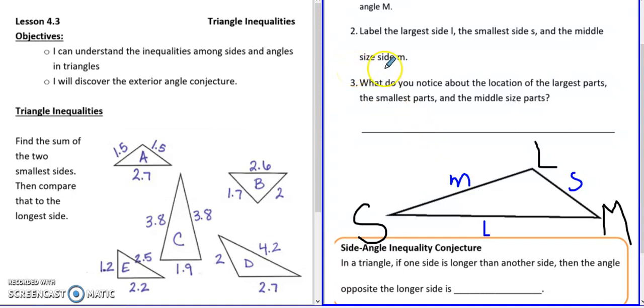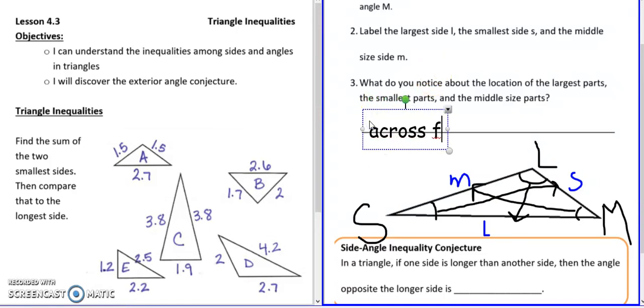Then step 3 says, what do you notice about the location of the largest parts, the smallest parts, and the middle-sized parts? So if I'm looking at the largest corner compared to the largest or longest side, I can see that they are totally opposite of each other. The medium angle versus the medium side, again, totally opposite or across from each other. And smallest angle to smallest side, also across from each other.